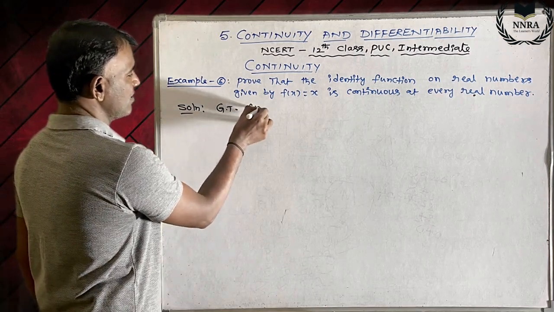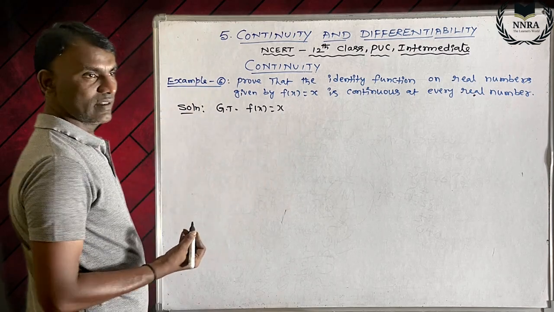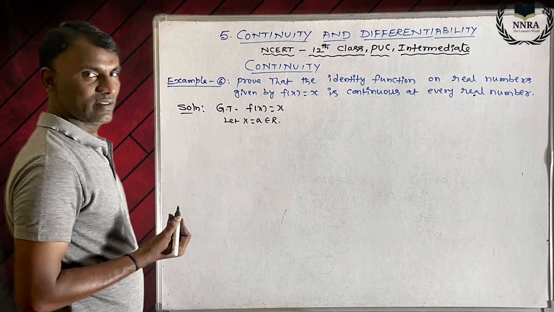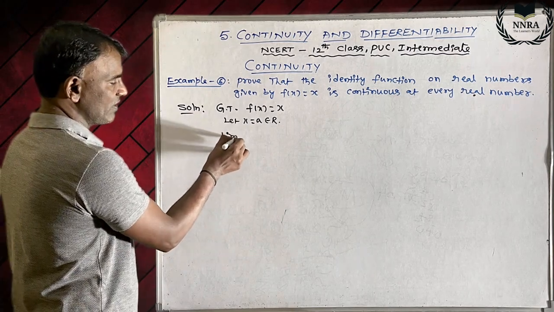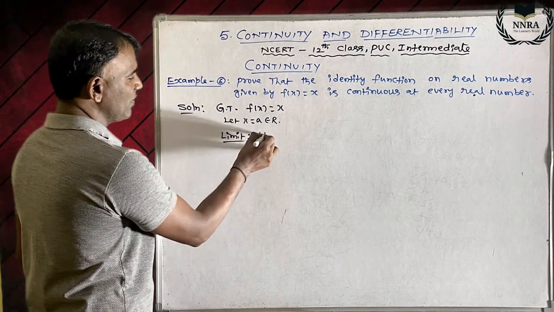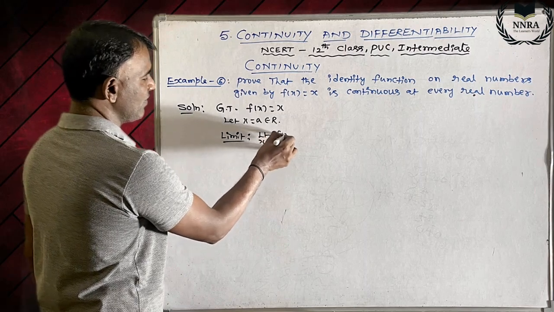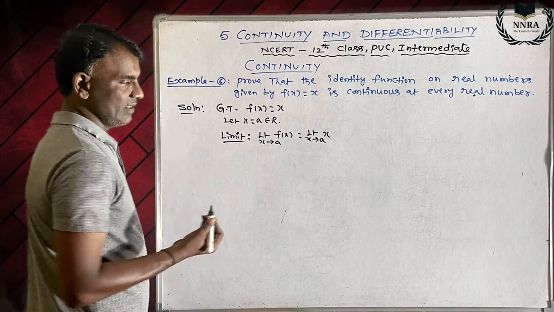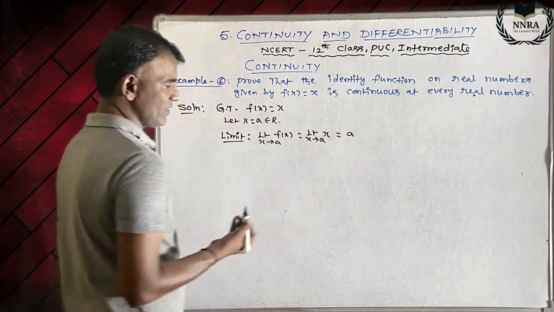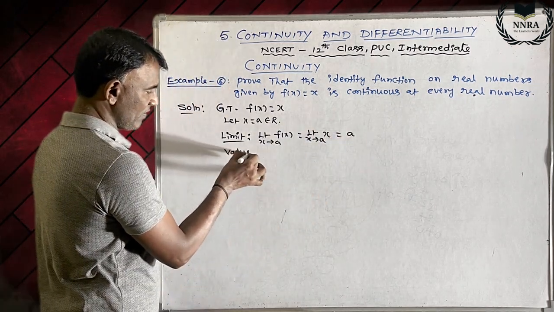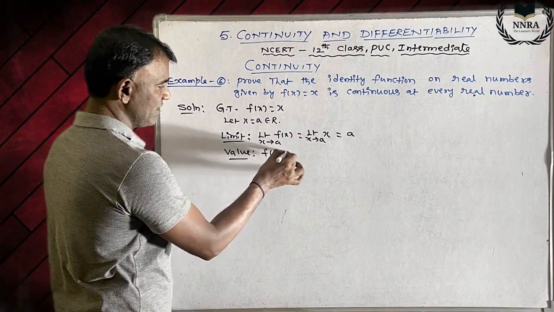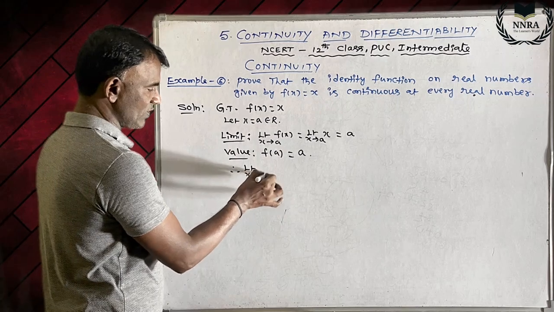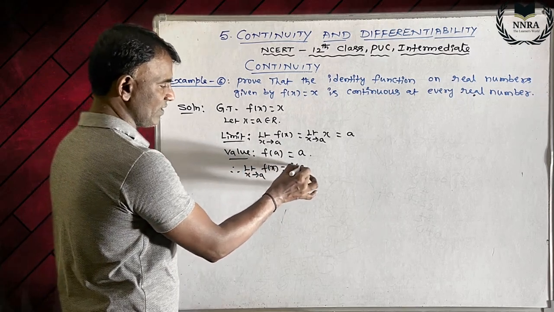Given that f of x equal to x, let x equal to a belongs to R. So we just find the limit and the value, right? Limit as x tends to a of f of x equals limit as x tends to a of x, where x equals a, so just write it equals a. Next the value, that is f of a, it is also equal to a. So therefore limit as x tends to a of f of x is equal to f of a.